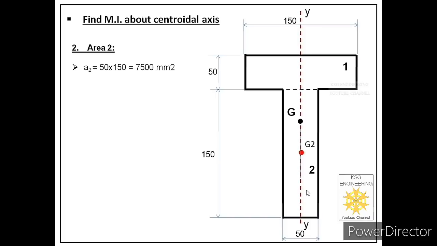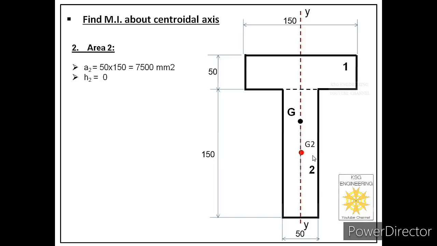So what is the next step? Next step is find the distance between the main axis and the centroidal axis of area 2. As we know, both the axes are at the same place. It means the distance between those two axes will be 0. It means in this case also h2 will be equal to 0. Now what is the next step?